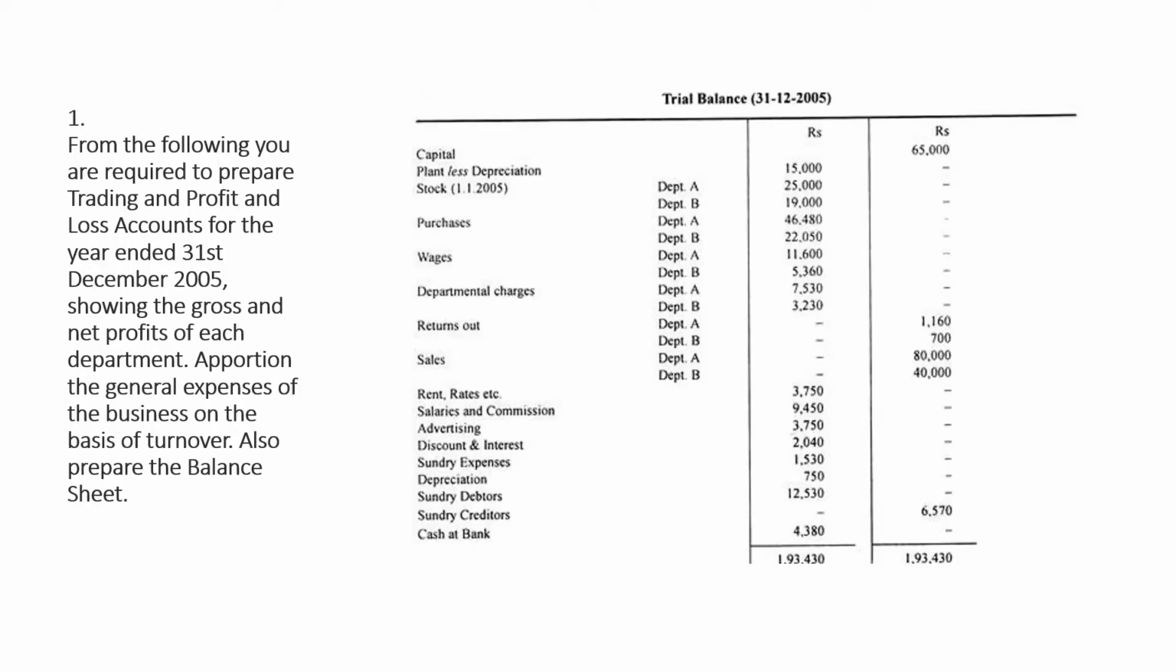See, from the following, you are required to prepare the trading and profit and loss account for the year ended 31st December 2005, showing the gross and net profits of each department. Apportion the general expenses of the business on the basis of turnover, that is sales. Also prepare the balance sheet.